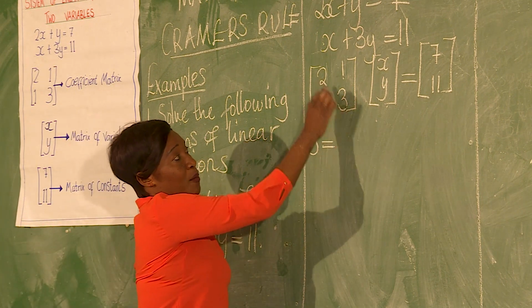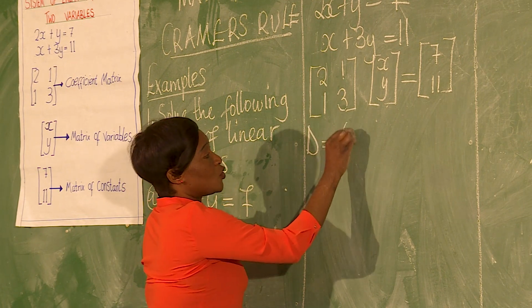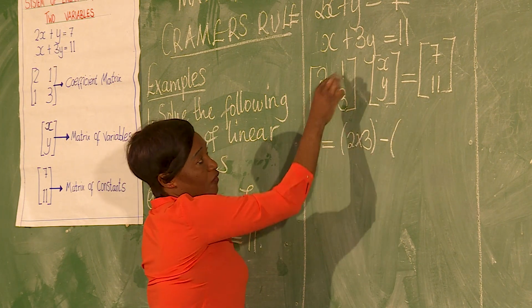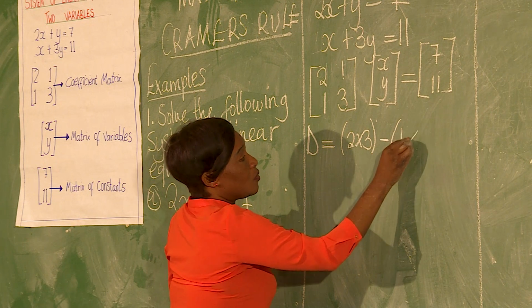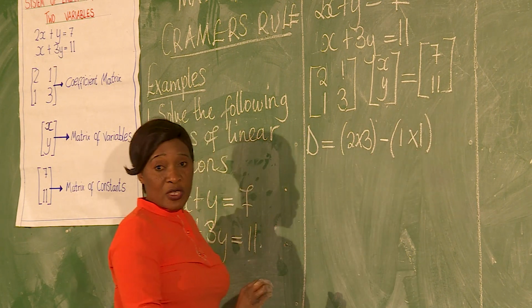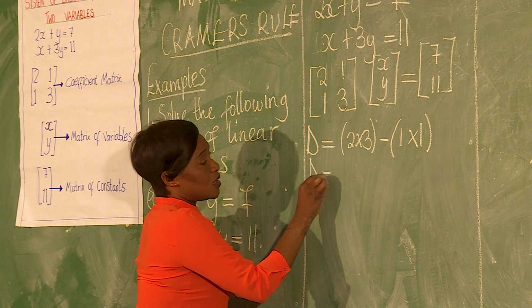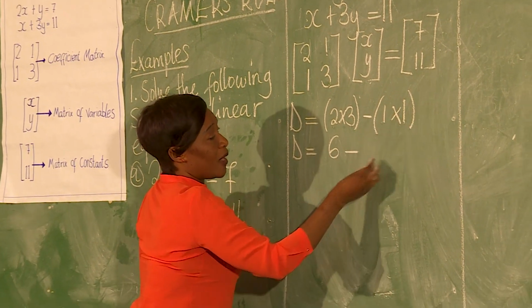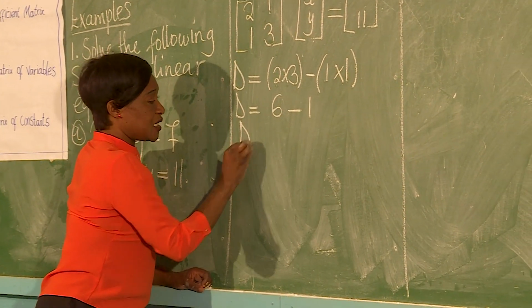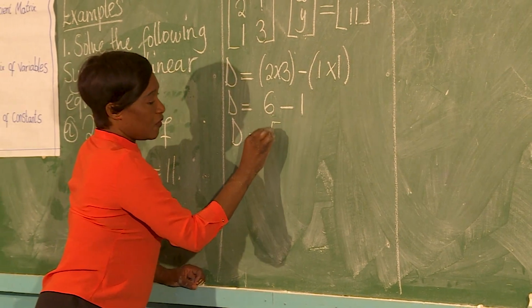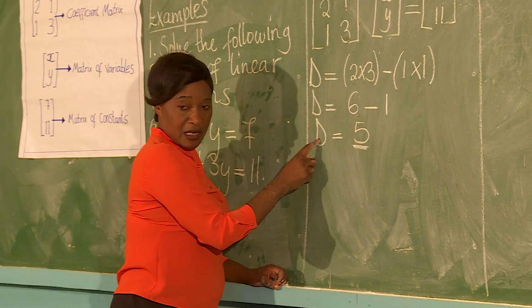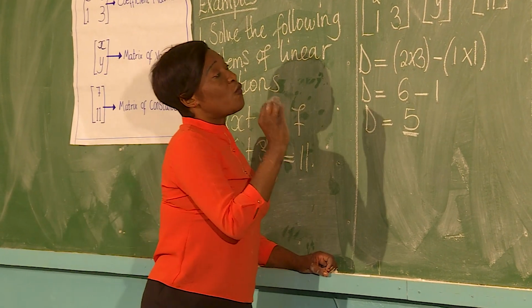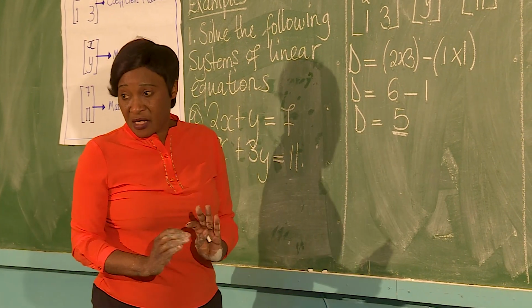So here this is the major diagonal. So this will be 2 multiplied by 3. Then we subtract the product of the minor diagonal, which is 1 multiplied by 1. Are we all there? Yes. So our determinant is equal to 2 multiplied by 3, 6. Then minus 1 multiplied by 1, 1. So when we subtract there, it's going to give us what? 5. So this is the main determinant, right? Yes.